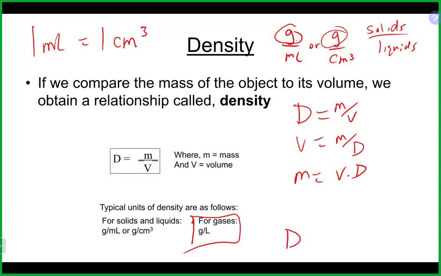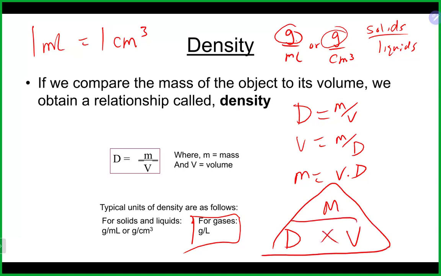Sometimes people like to remember everybody's favorite place, the DMV triangle. So density is mass over volume. Volume is mass over density. And mass is density times volume. It's just a quick way to remember it. In a lot of cases, you will be able to solve for any of those variables there: volume, density, or mass. Any questions on that there?